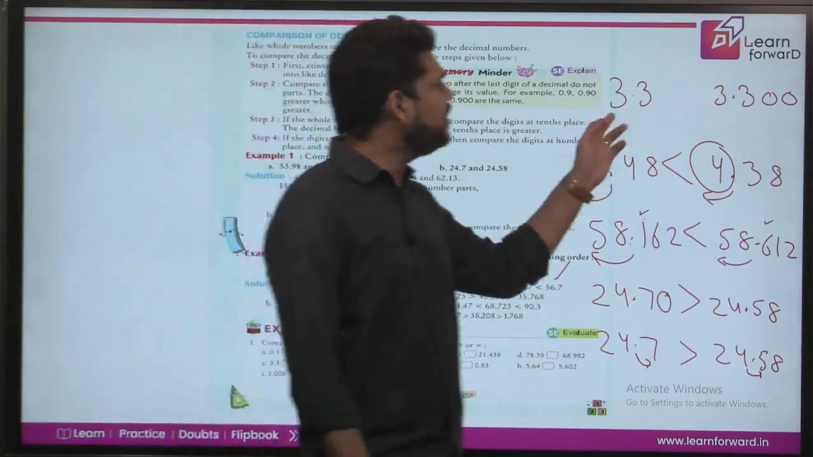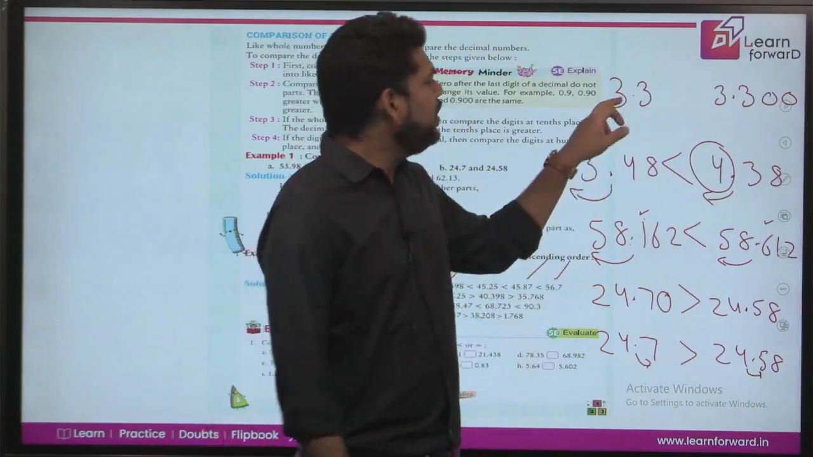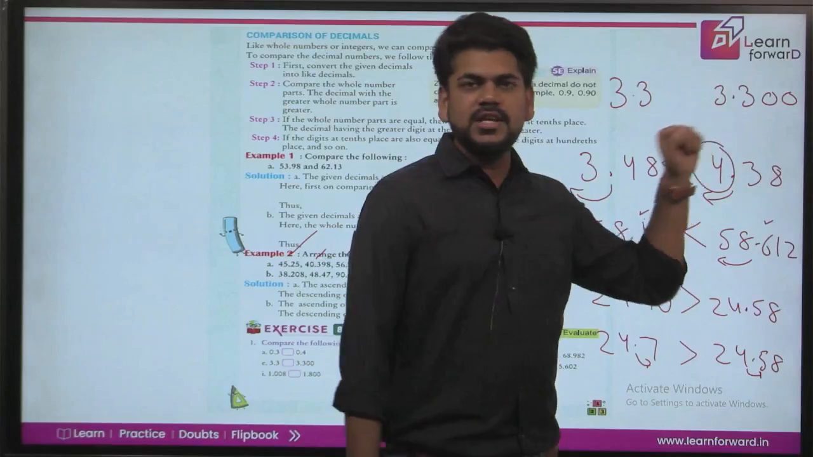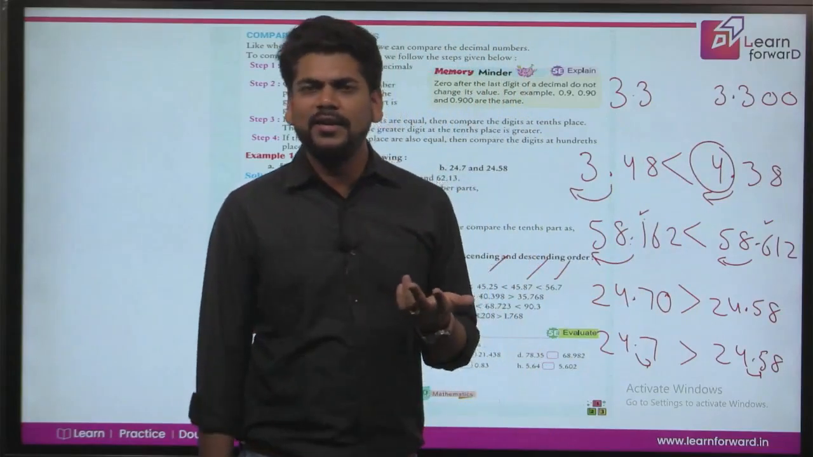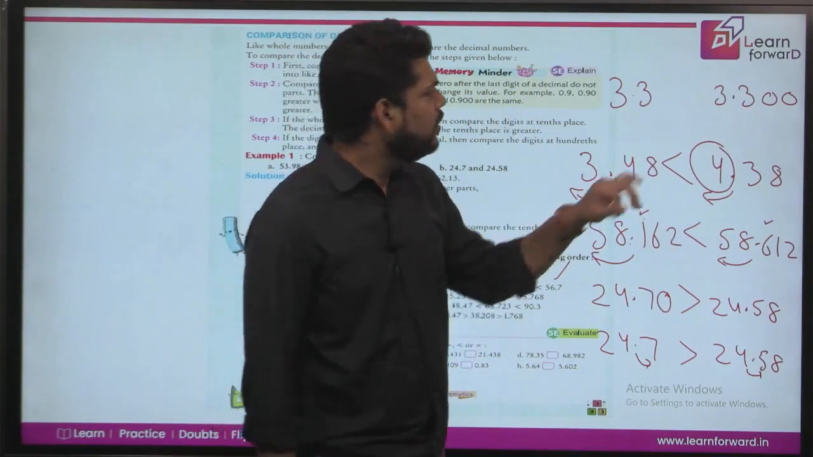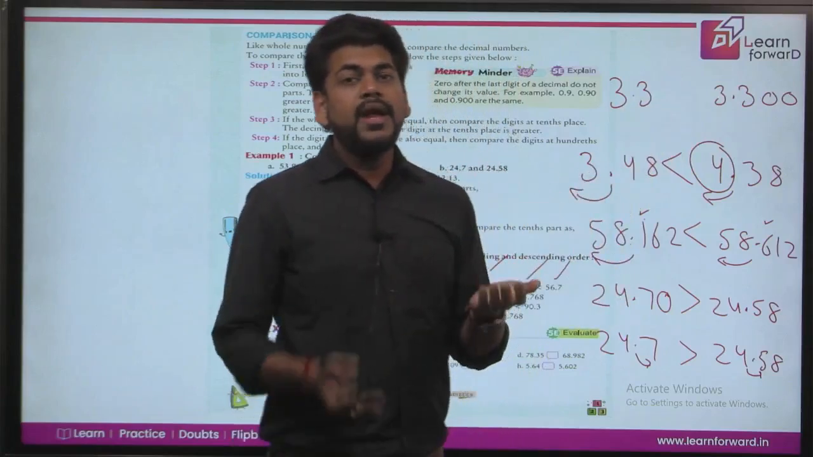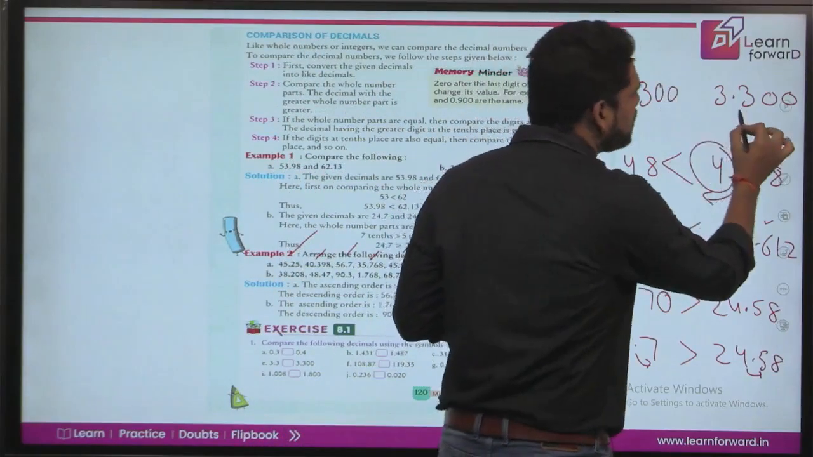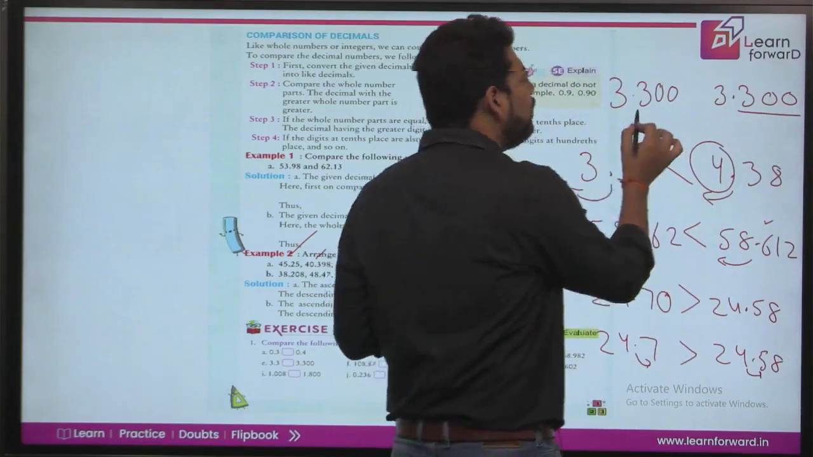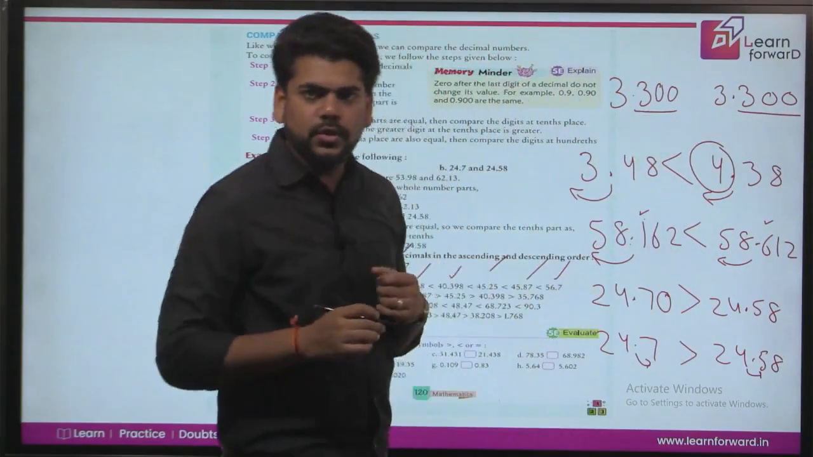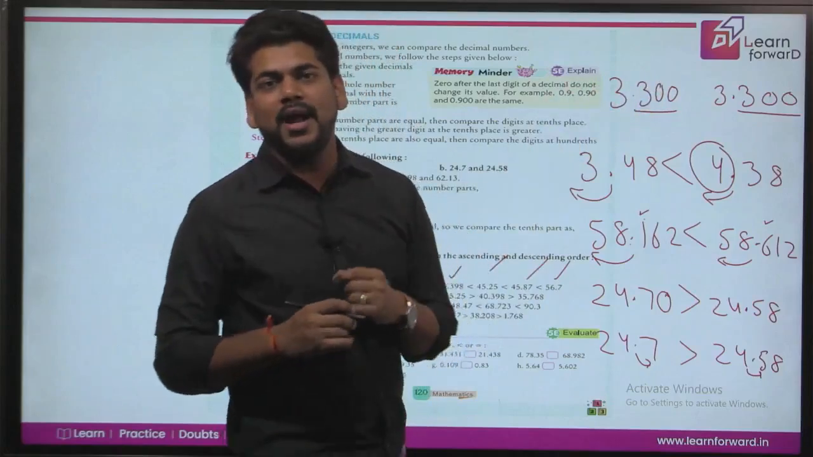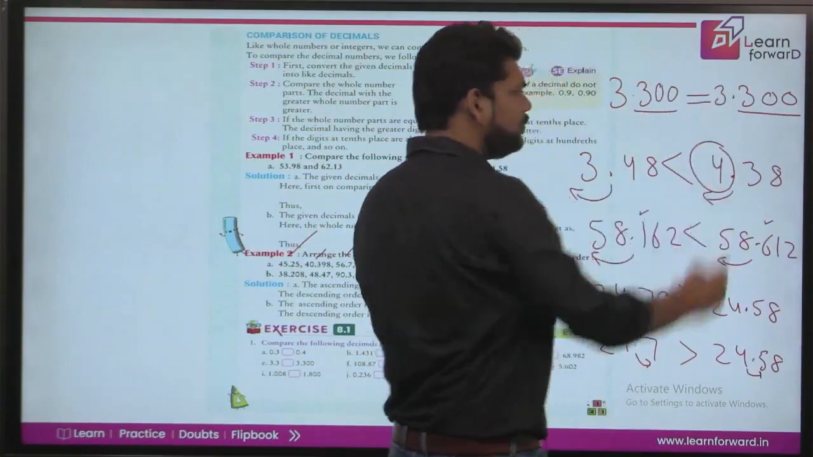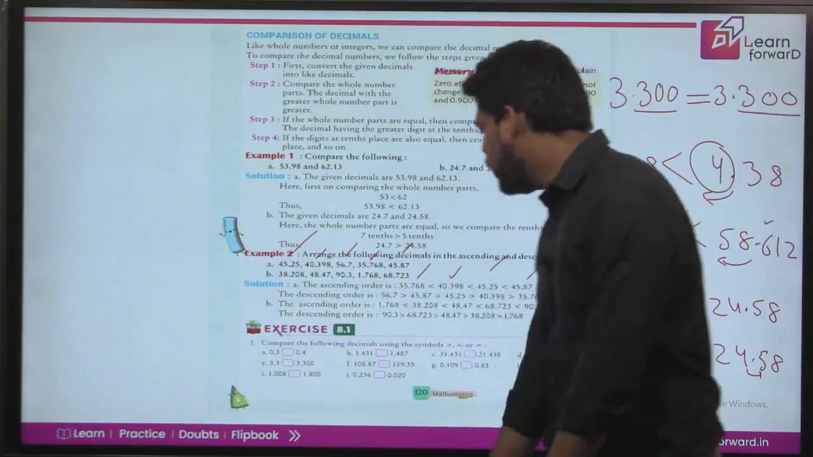On the left side 3, 3, both are equal. Right side 3, 3, both are equal. Then there is nothing, there is 0. 0 is also nothing, right? 0 does not have its own value. To make the like decimal, what we will do, we will write 2 zeros. Because 3 digits are there after decimal, we will balance them by putting 2 zeros. These two decimal numbers are equal. They are equal. Fine. So this was the quite tricky part.